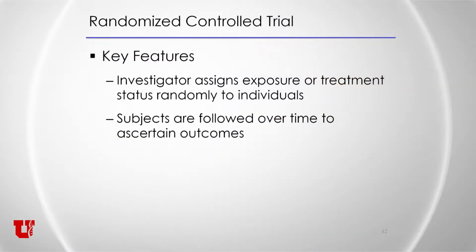So for a randomized controlled trial, the key features are that an investigator assigns an exposure or treatment status randomly to study subjects. They may be individuals or they may be groups. And then those subjects are followed over time to ascertain their outcomes and to compare the outcomes among the exposed and unexposed, or compare the treated to the untreated.